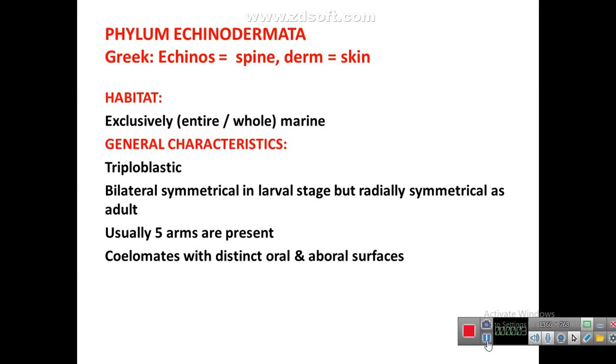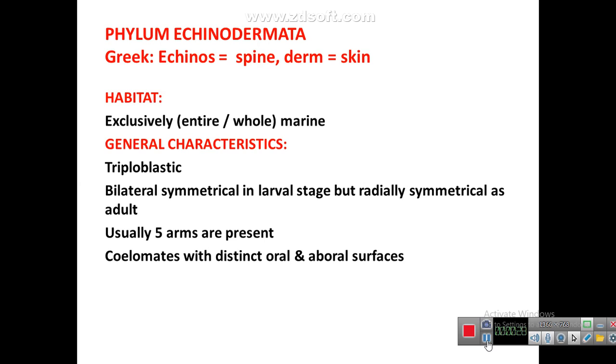Bismillahirrahmanirrahim. Phylum Echinodermata. Echinodermata is a Greek word. Echinos means spines and derm means skin. Habitat: the members of Echinodermata are exclusively marine, meaning entirely or wholly marine, found in the saltwater sea and ocean. None of their members lives in freshwater or terrestrial habitats.